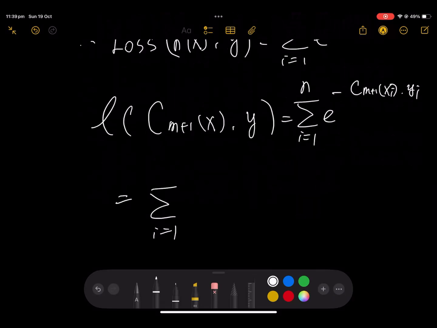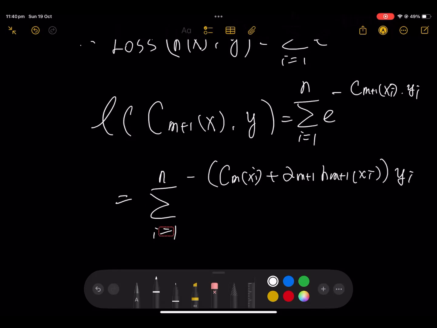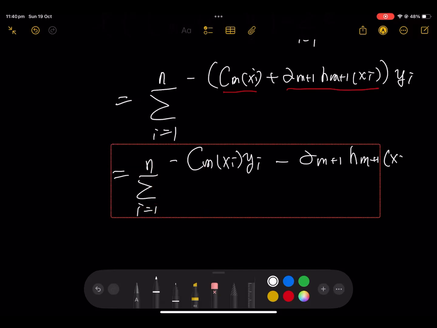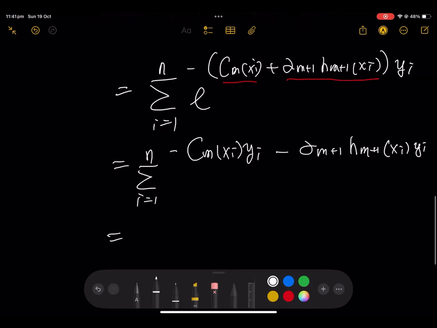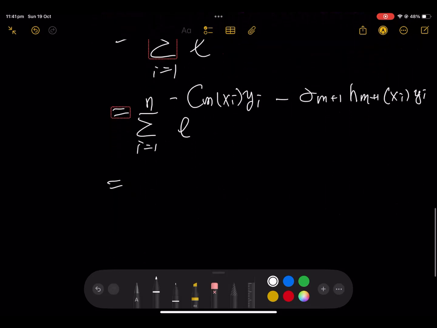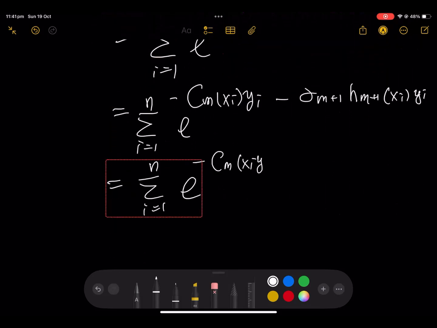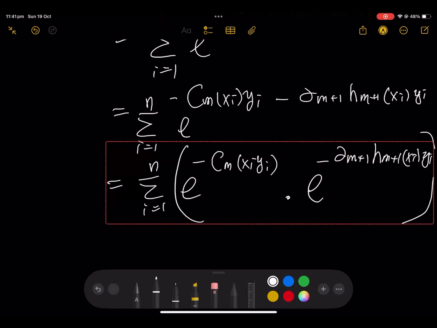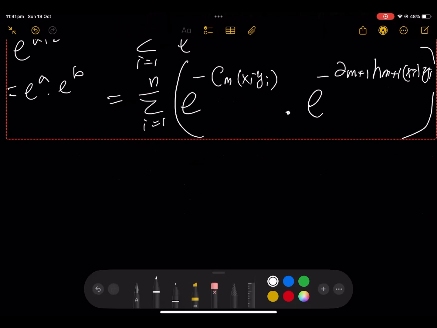If we substitute in the loss function, we can see clearly how the loss will change from step M to step M plus 1. I hope my handwriting makes sense. It's just like a mathematical induction. Here we're using a simple math trick: e to the power of a plus b equals e to the power of a times e to the power of b.